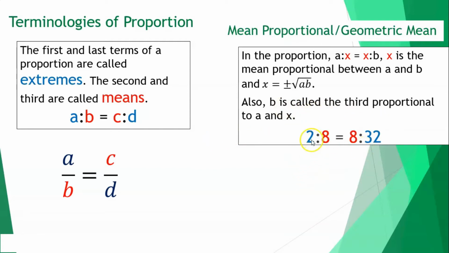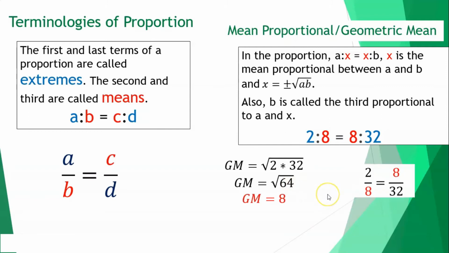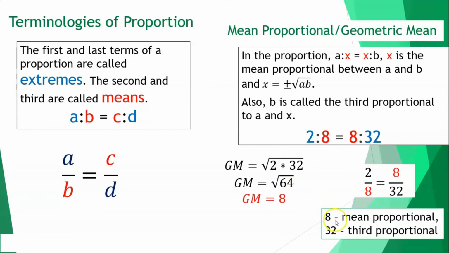So, for example, we have here 2 is to 8 is equal to 8 is to 32. When you say geometric mean, the means are equal. So, how is it obtained? We have here 2 and 32. Multiplying, that would be 64. Get the square root, that would be 8. So, again, 8 is the mean proportional and 32 is considered as the third proportional. So take note of this.